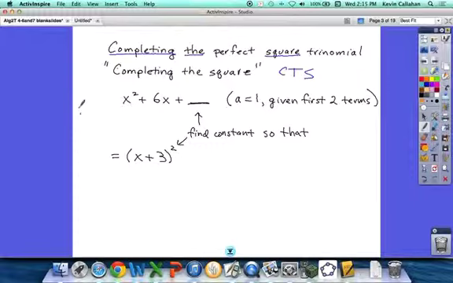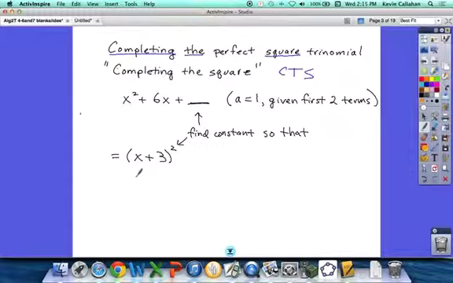By completing the square, what we mean is, if you have the first two terms of a quadratic trinomial, you figure out what you would put into the third position so that it turns into a perfect square trinomial. There's some number that you could add there, a constant, that would make this expression equal x plus 3 squared. That's completing the square, figuring out that number that goes in that last place.